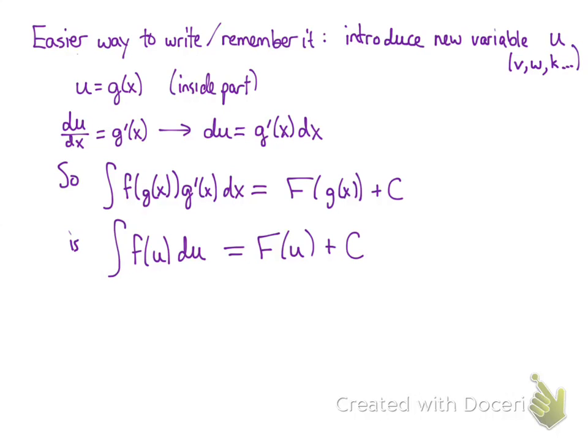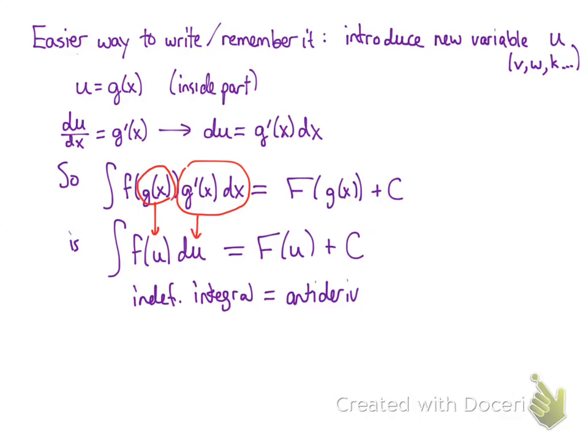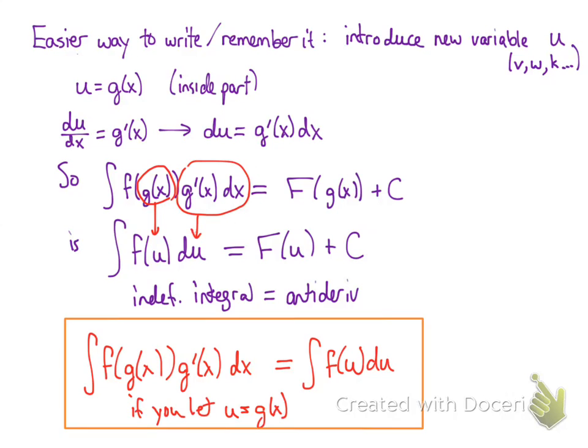The antiderivative of little f of u du is capital F of u, which just tells us the indefinite integral is the antiderivative, which we knew all along. Right? So g of x, remember, is u, g prime of x dx is du, and so we get this way of rewriting a complicated looking integral to make it look like a simple integral. The integral of f of something times the derivative of the something we can rewrite as just f of u du if we make the substitution u equals g of x. That's called the substitution rule.